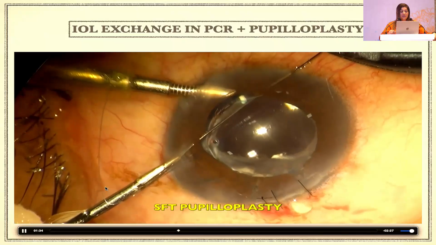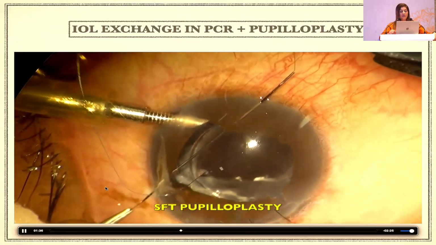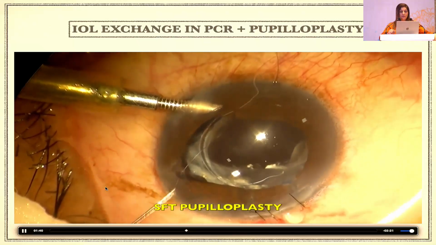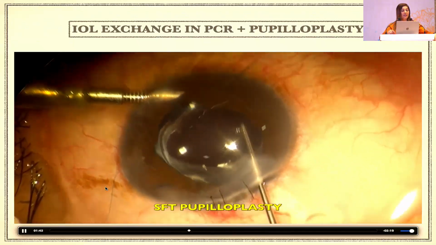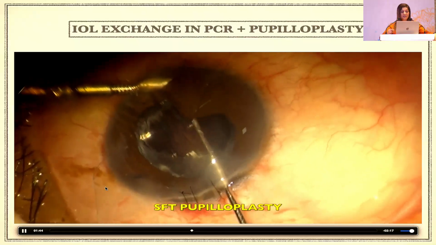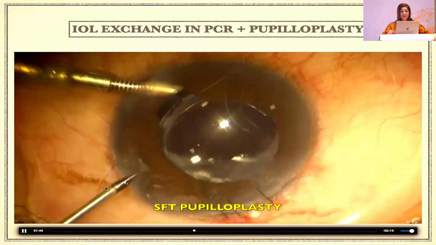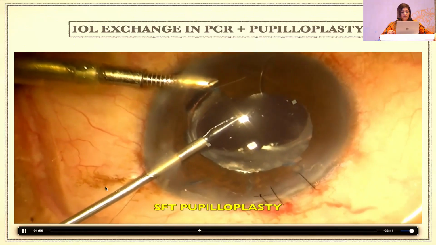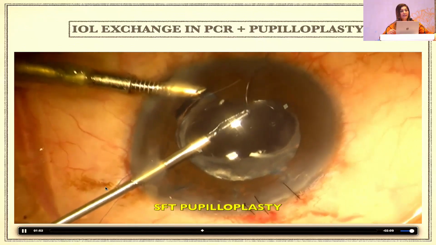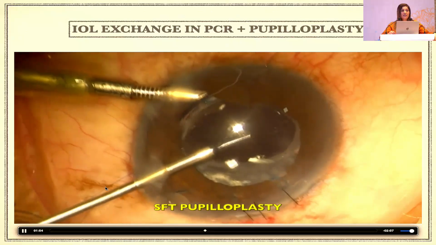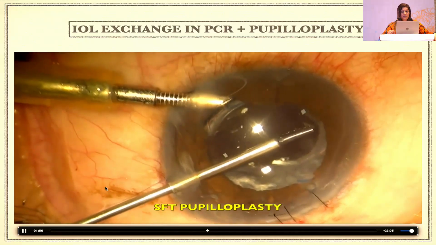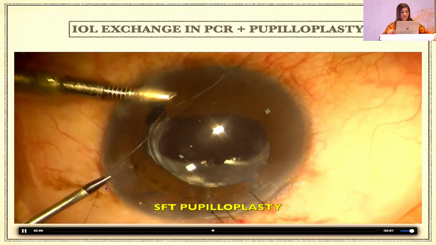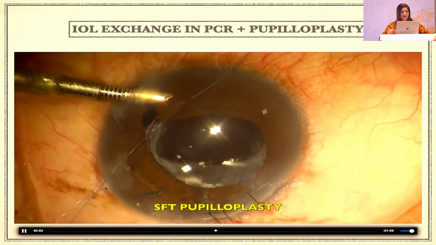So this is a 9-0 polypropylene suture, which we take up, and I'm trying to pass this from the anterior and the posterior and the proximal side, and then this is the loop that we try to withdraw and hold with an end-opening forceps. We pull it out, and then we take up 4 throws. So this is the principle that helps to do a pupilloplasty procedure in these situations.